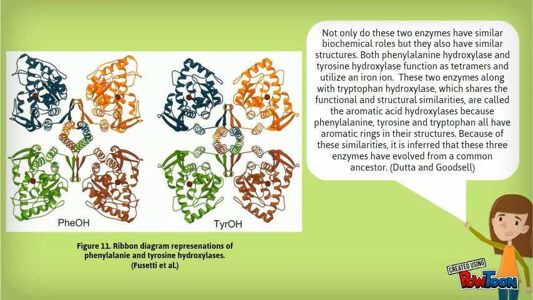These 2 enzymes, along with tryptophan hydroxylase, which shares the functional and structural similarities, are called the aromatic acid hydroxylases because phenylalanine, tyrosine, and tryptophan all have aromatic rings in their structures. Because of these similarities, it is inferred that these enzymes have evolved from a common ancestor.